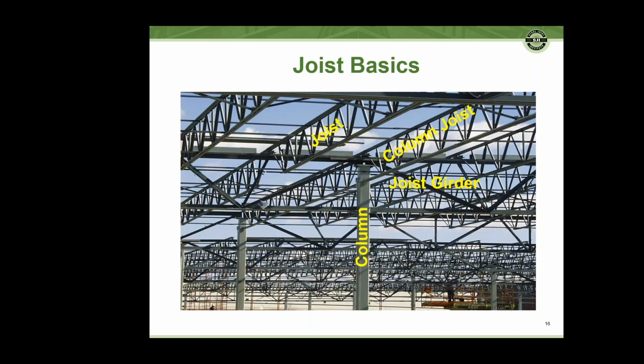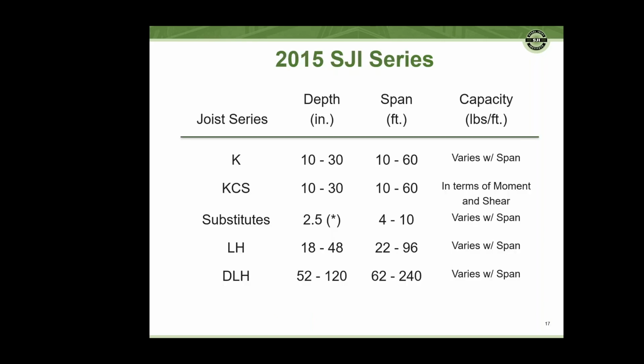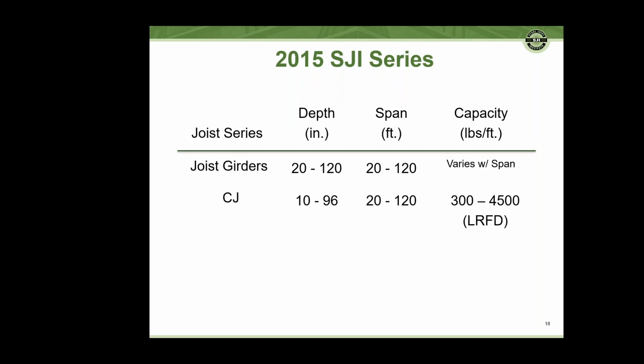This slide is sort of an overview of the SJI Series, and this is available to you in your handout. I'm not going to spend a lot of time on it because we're going to go into more detail with each of these, but we'll be talking about K Series, KCS, Joist Substitutes, LH, DLH, and then we also have the Joist Girder series, and as I mentioned earlier, the CJ, which is the composite joist.